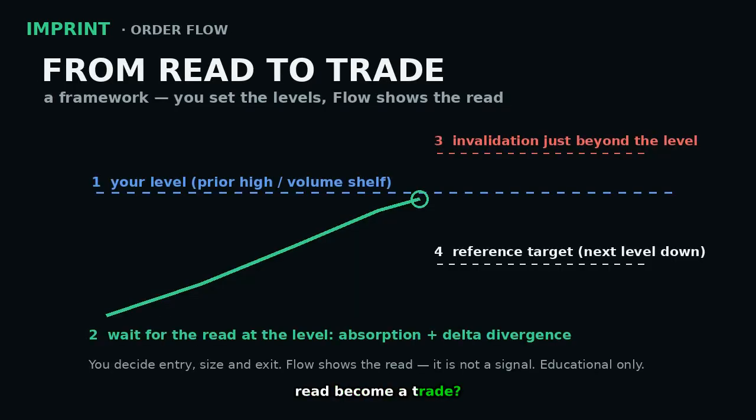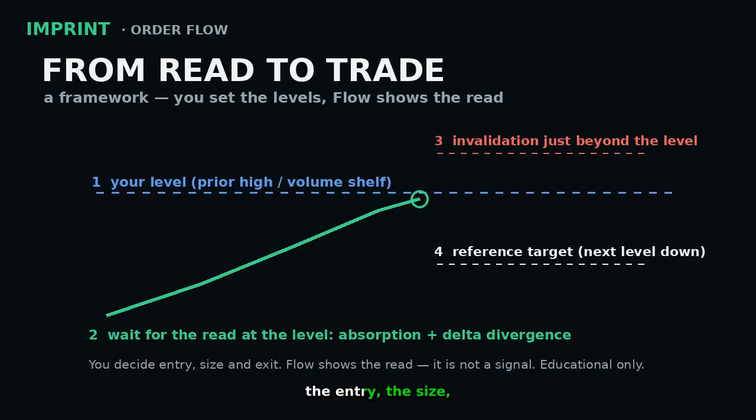So how does a read become a trade? Here's a simple framework, and I want to be clear. This is education, not a signal. Step 1, you bring the level, a prior high, a session low, a volume shelf you already care about. Order flow tells you how price arrives at that level, not where the level is. Step 2, you wait for the read at that level. Price pushes in, and you're watching for absorption and a delta divergence, the tell that the aggression is getting soaked up. Step 3, if it confirms, you define your invalidation just beyond the level, the point that says you were wrong. And step 4, a reference target, the next level price could travel to.